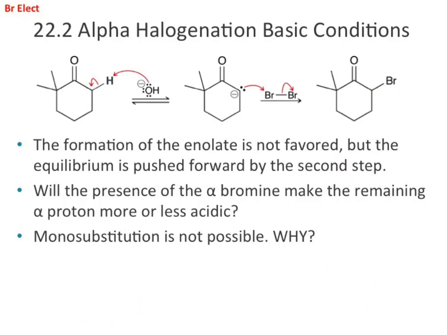As soon as we make it once, and we now have a solution, okay, we have a ton of our ketone and now one molecule of our brominated compound, that brominated compound is going to react before the ketone. So we'll end up getting the second substitution before our ketone reacts.